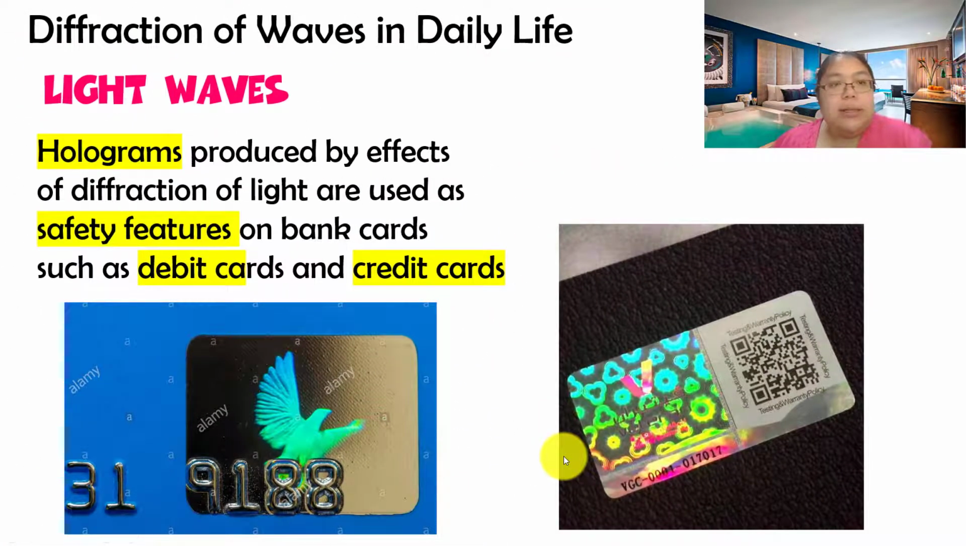Okay, another one is diffraction of light in your daily life. An example is a hologram. It is produced by the effect of the diffraction of light. It is used as a security feature on bank cards, such as debit and credit cards. So this one is an example of diffraction of light.